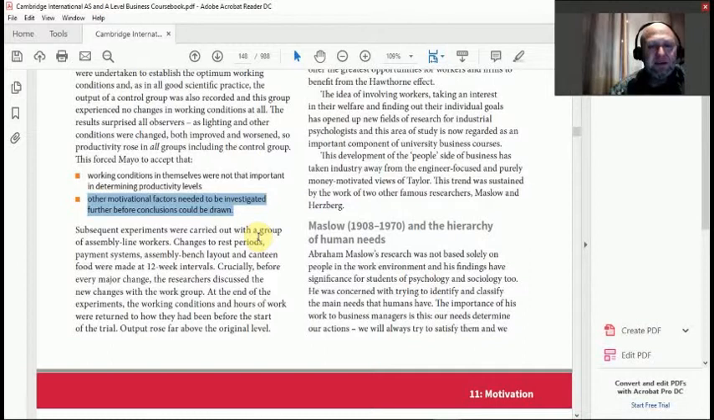Assembly bench layout was important. So in other words, to do multitasking or to have a different flow rate, etc. And of course, canteen food was made available according to a bonus at 12-week intervals. Before any major change was made, the researchers discussed the new changes with the workforce. At the end of the experiment, the working conditions and hours were returned to how they were before the start of the trial. And then suddenly the output rose.